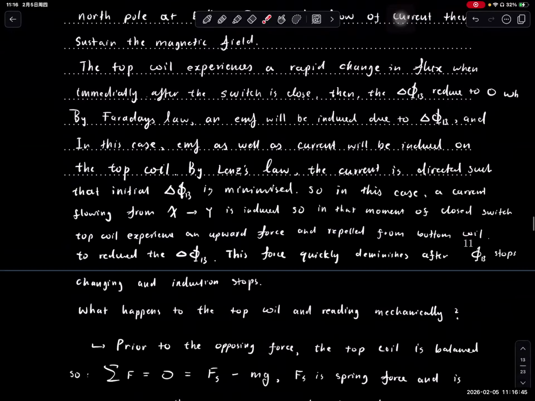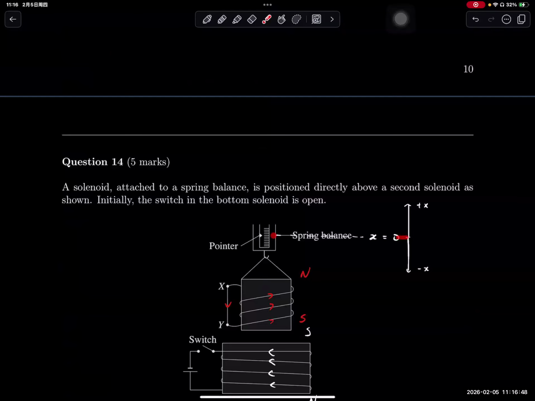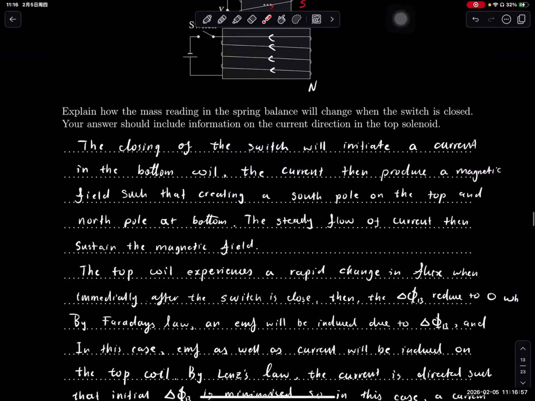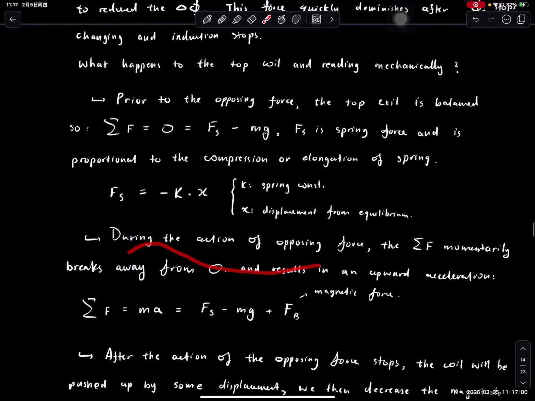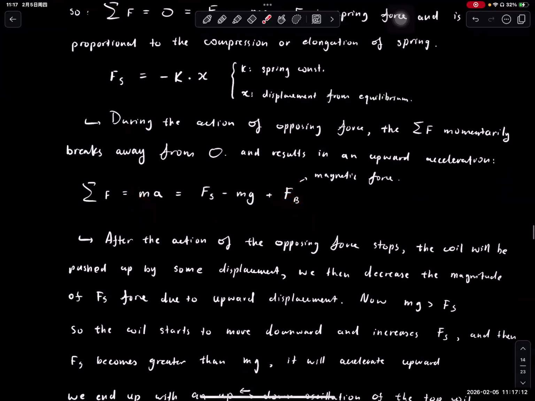I also define an axis so that this is the spring's natural length, the natural position. You can compress it, you can elongate it, and you will produce different force accordingly. During the action of the opposing force, the net force momentarily breaks away from zero because now you have an extra magnetic force, which causes an acceleration from Newton's second law. That acceleration will move the top coil upward. So after the action of this opposing force, the coil will be pushed upward by some displacement. We don't know exactly how much. It depends on the strength of the magnetic field. We don't know about that.